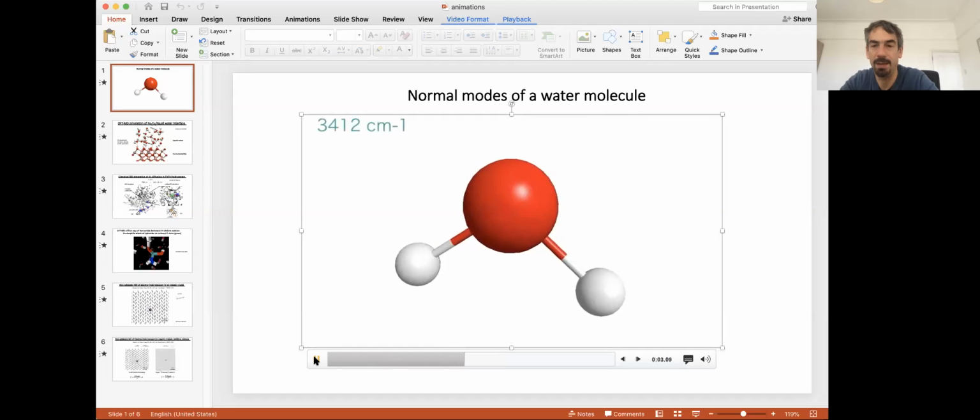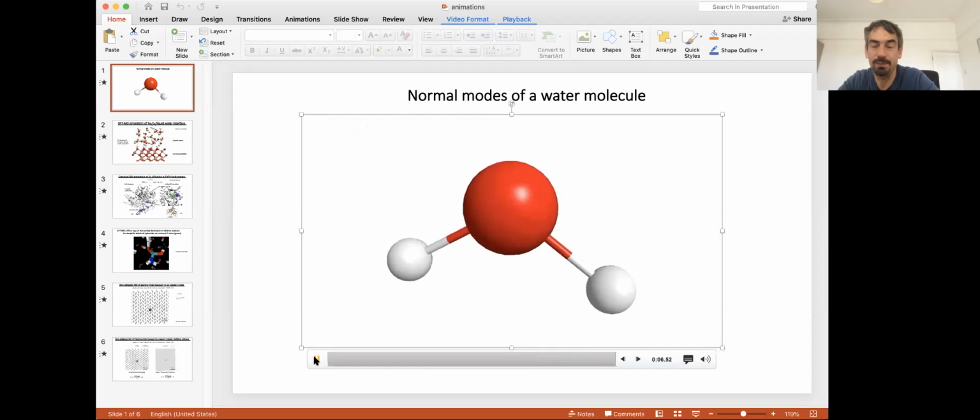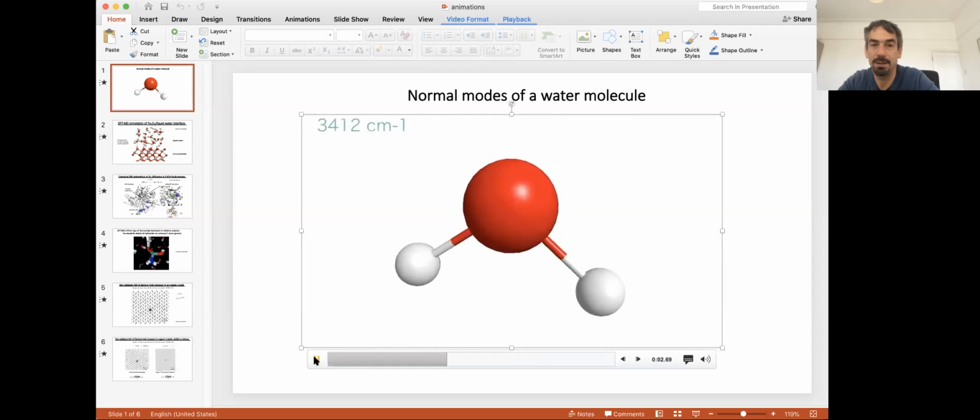That's all happening on the ground state potential energy surface in the Born-Oppenheimer approximation. This is why you don't see any electrons in that movie. All the electrons, as I said many times, are in the potential energy surface, and what you see is only classical nuclear motion. This molecule has 3 atoms, so it has 3N minus 6 normal modes. The other ones are just rotations and translations.